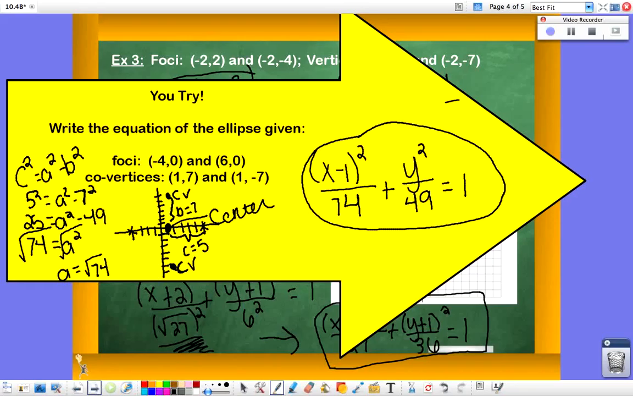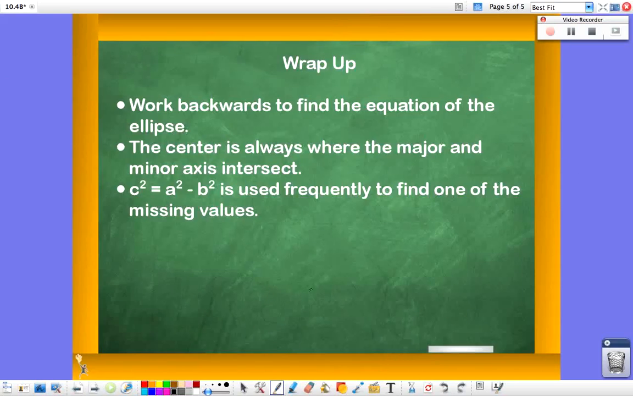So let's go ahead and we're going to wrap this up. What we want to remember today is we are working backwards to find the equation of the ellipse. All of those properties we studied in the first half of lesson 10.4 hold true. Remembering that the center is always where the major and minor axis intersect. And c squared equals a squared minus b squared is a frequently used formula to help us find one of our missing values.